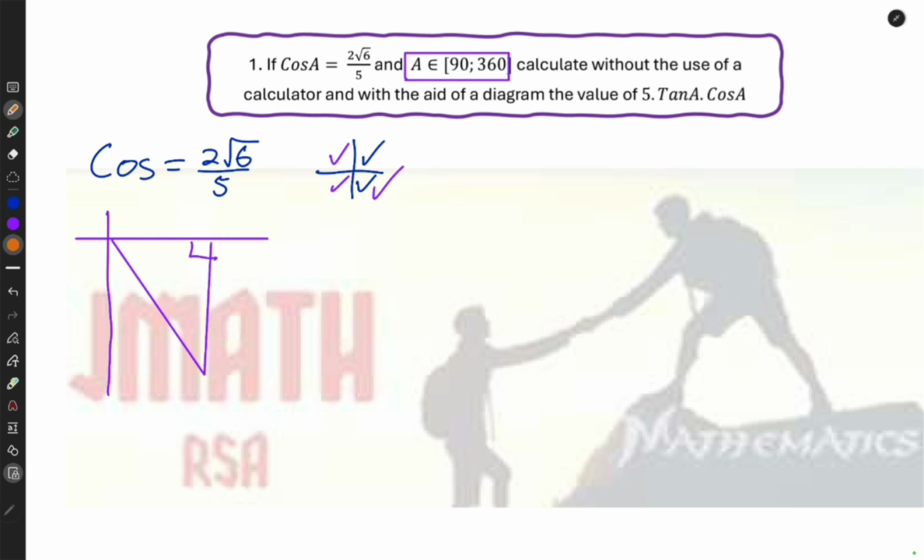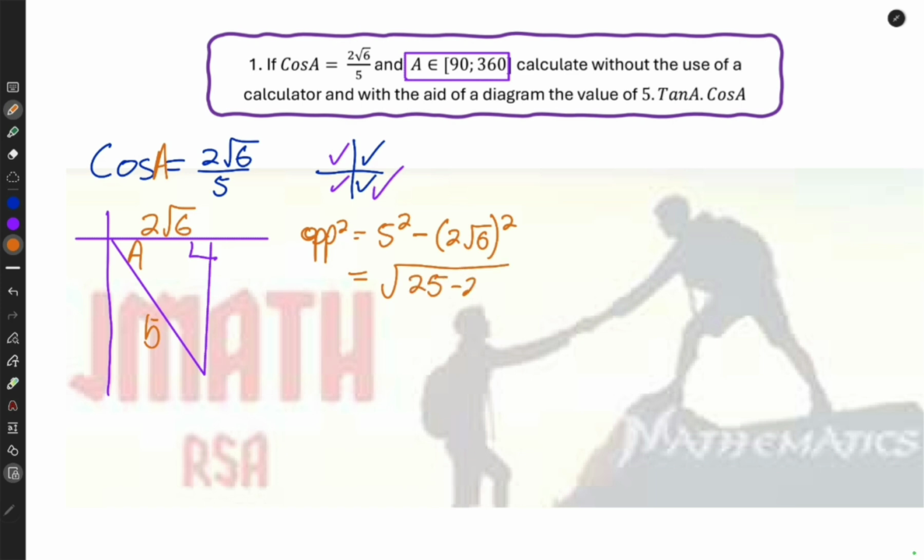And then what I have is, sorry, I forgot the A. So the A goes there. And then it is adjacent over hypotenuse. So adjacent over hypotenuse. And now I must show my teacher the Pythagoras step. So I can just say, okay, so opposite squared is equal to hypotenuse squared minus adjacent squared. Okay, and with that, I am going to do the square root of 25 minus 24. And the answer, remember, plus or minus 1.